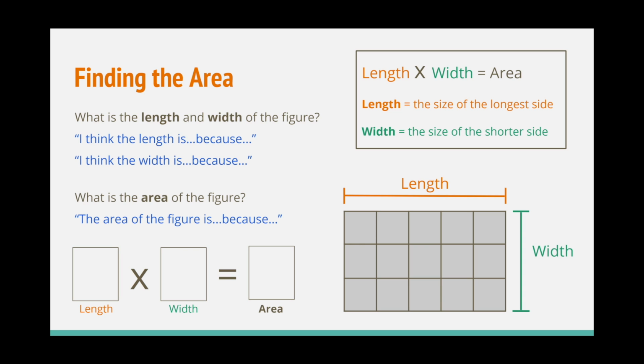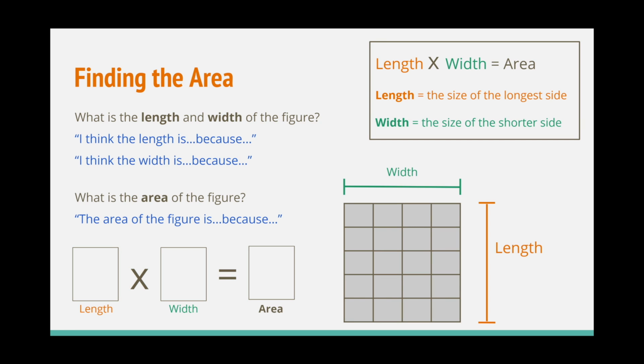So I want you to be thinking, what's the length and what's the width? And then we're going to use those to find the area. 1, 2, 3, 4, 5. There are 5 squares along the length, so the length is 5 units. Now let's count along the width. 1, 2, 3. There are 3 units along the width. So now we're going to multiply. 5 times 3 equals 15 square units. That's the same as the total number of squares in that figure. So it's kind of like a shortcut. We're using multiplication, which is more efficient.